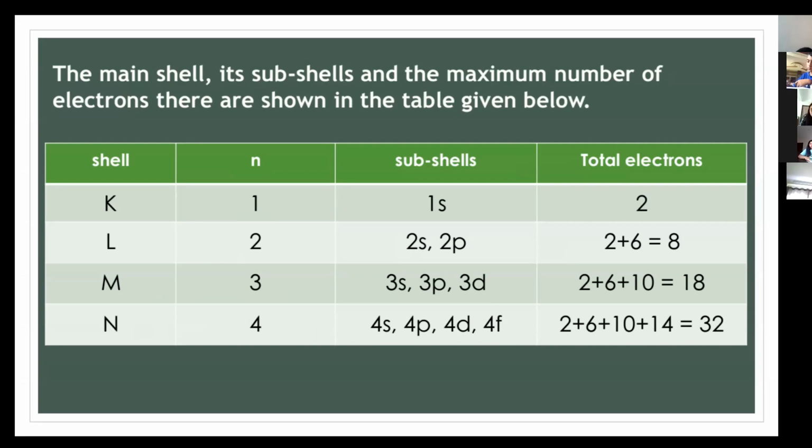In the case of a subcell, if we are representing the subcell of the first orbit or first cell, that is K, with small n equal to 1, we write 1s. So 1s means the subcell belongs to the first cell of an atom. For the second cell, we write 2s and 2p. So the number or coefficient here represents the cell of an atom. 3s, 3p, 3d are the subcells of the third orbit of an atom. So you understood this one.